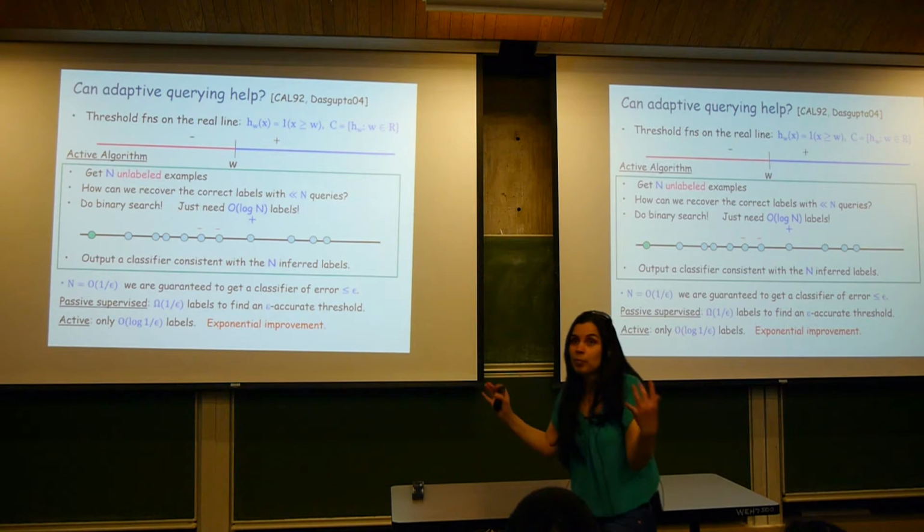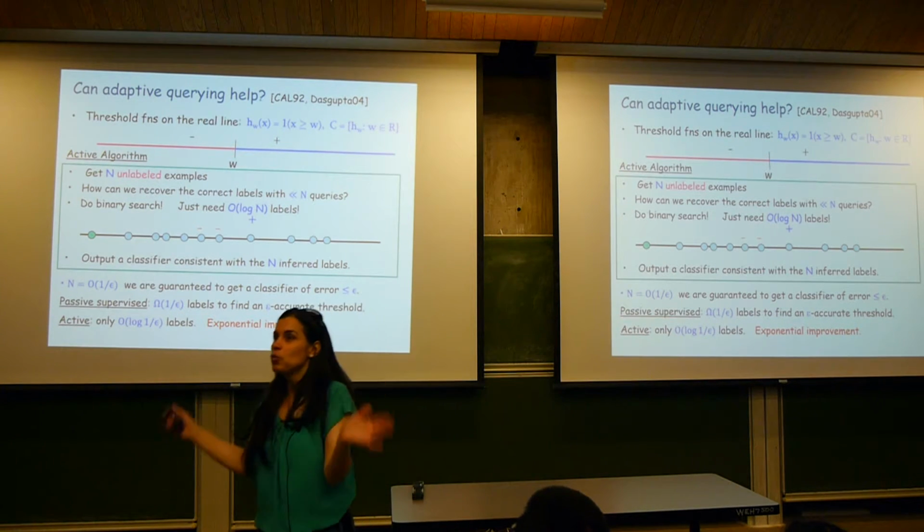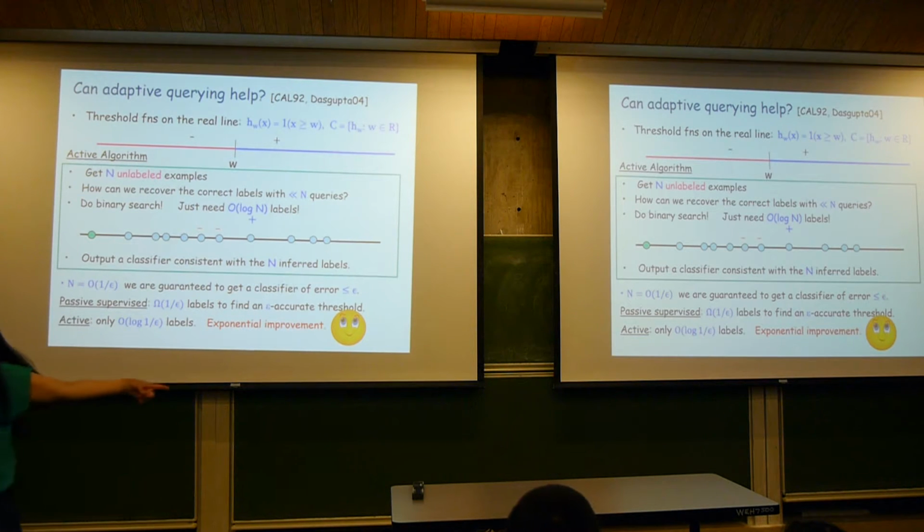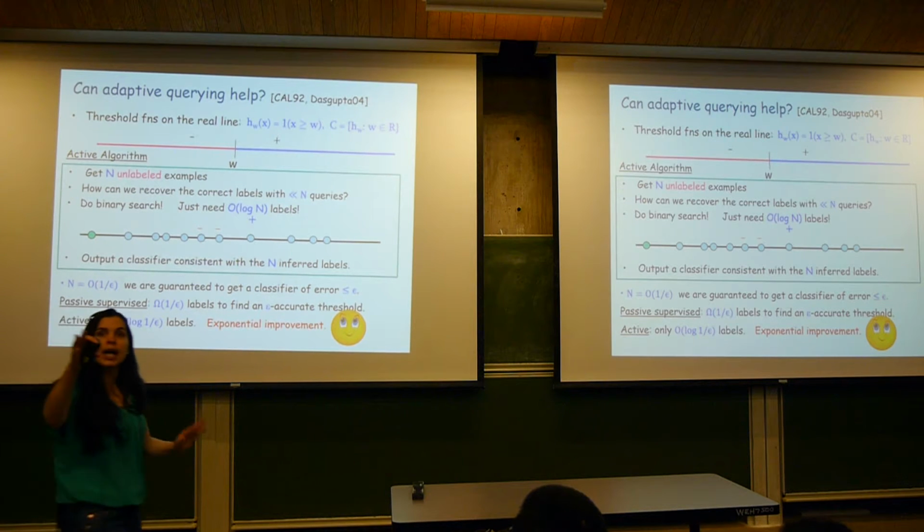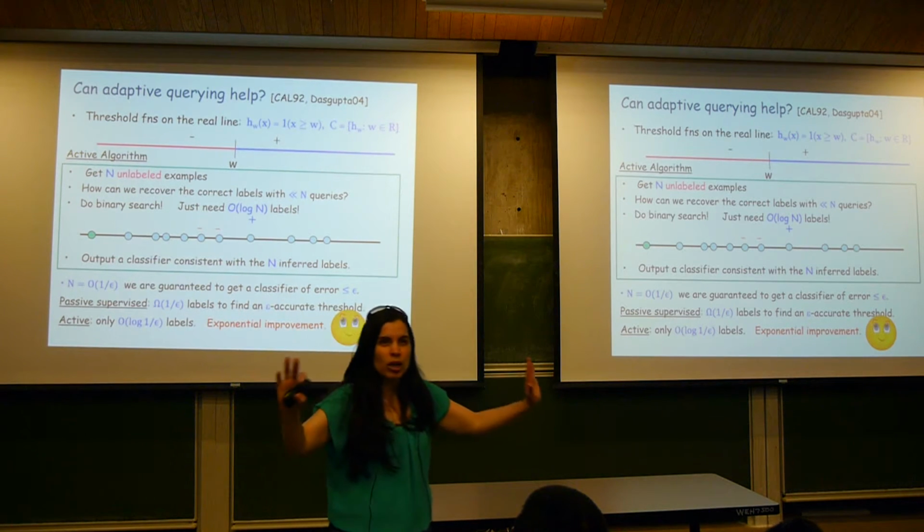So you can argue that passive learning requires omega of 1 over epsilon label requests. This is a great example where active learning does amazingly well. It's an exponential improvement in sample complexity over passive learning. And this is for the noise-free scenario. I also want to mention that you can do the same when you have noise.